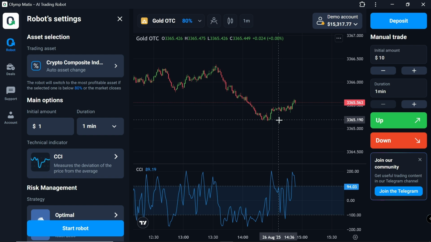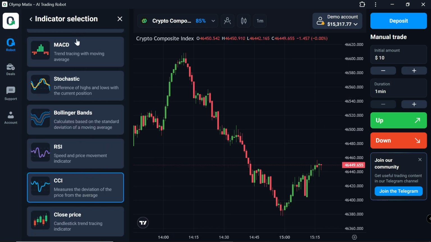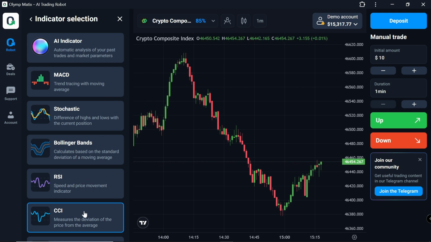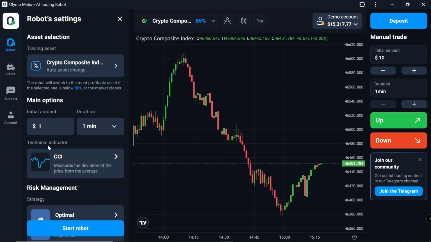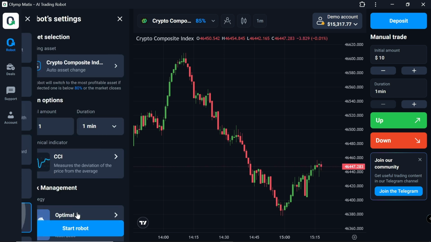So now I'm going to start using the robot. So now let's see how Olymp Matix uses the CCI. Alright guys, so now let's set the robot up for the CCI. So as you can see right there, the CCI is there. You just click technical indicator there for the robot on the right side. As you can see, the robot settings, you click there and then you choose, and CCI is that one.